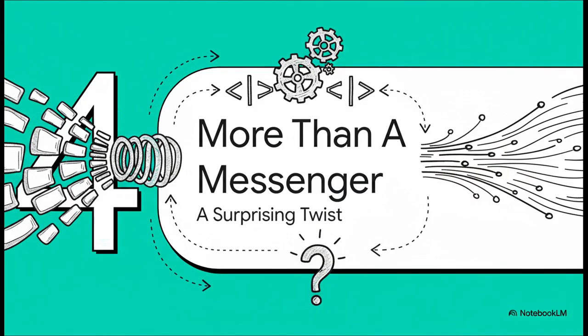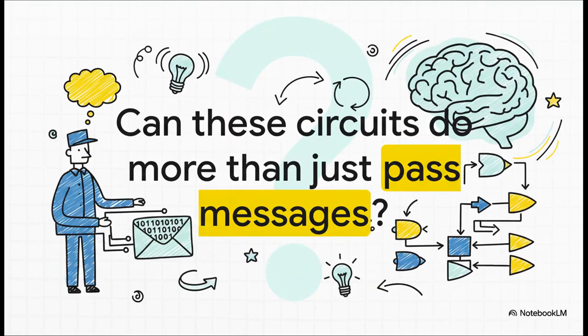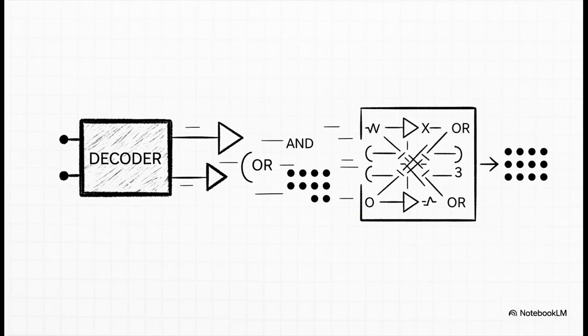But what if I told you that wasn't even their most amazing trick? This is where the story gets a really surprising twist. Which brings up a really cool question. Are these circuits just the postal workers of the digital world, just passing messages along? Or can they actually think? And the answer is a resounding yes. It turns out these simple circuits are so fundamental that they can be cleverly repurposed to build the very logic that performs calculations deep inside your computer.